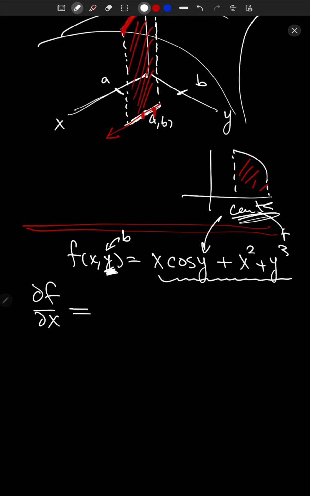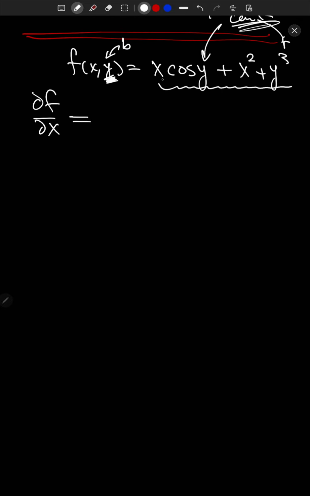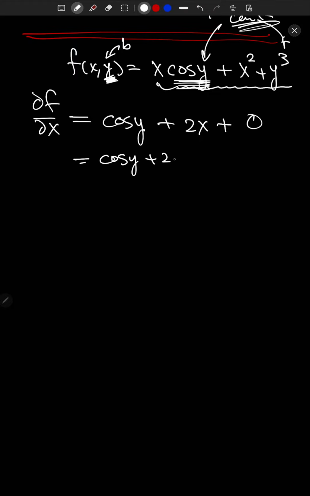So x is your only variable. If y is a constant, this cosine y is just a constant, and that y cubed is just a constant. So when I take the derivative, I'm taking the derivative of cosine y, a constant, times x, which is just cosine y, plus the derivative of x squared, which is 2x, plus the derivative of y cubed, and again, y is a constant, so plus 0. And so that's it. df dx is cosine y plus 2x.